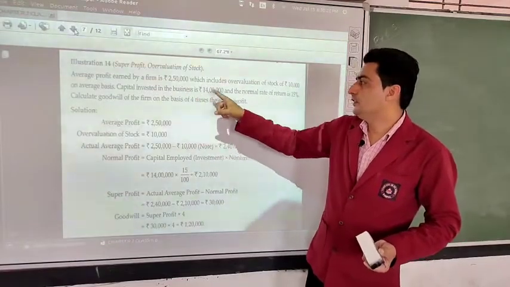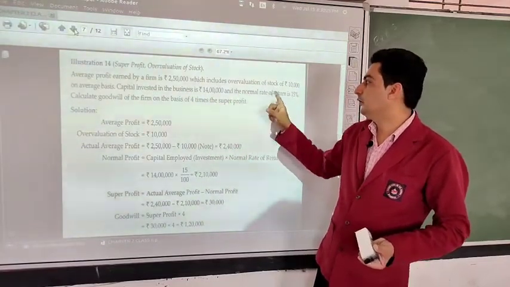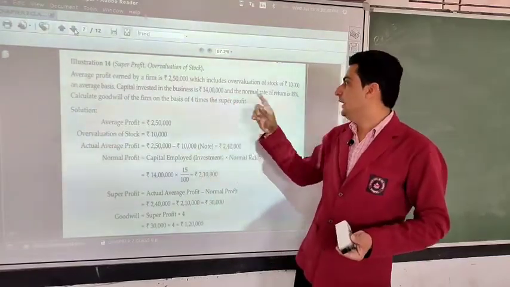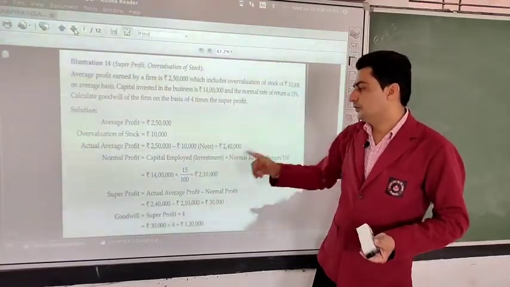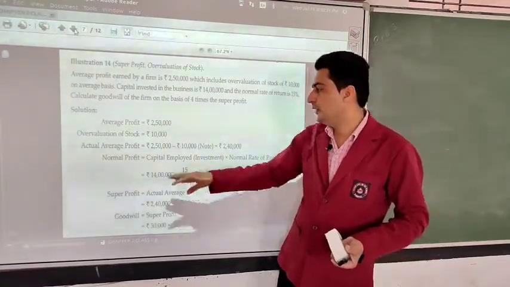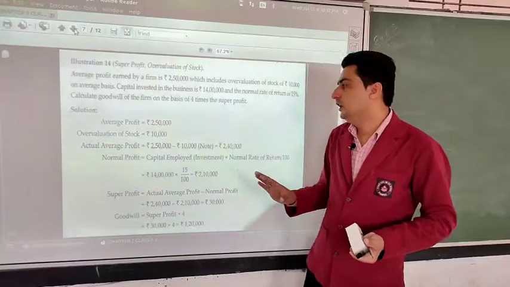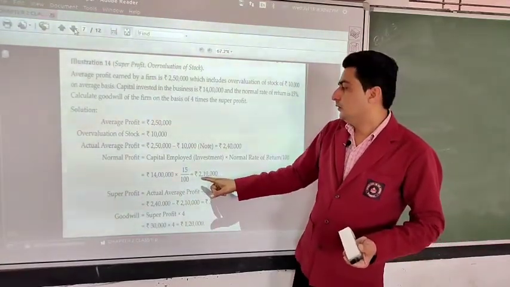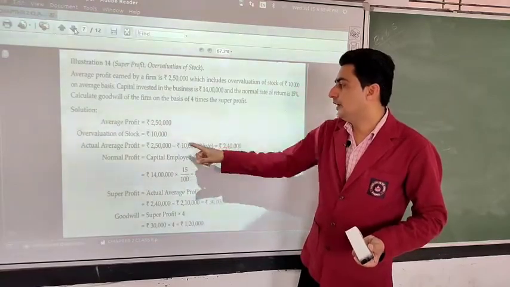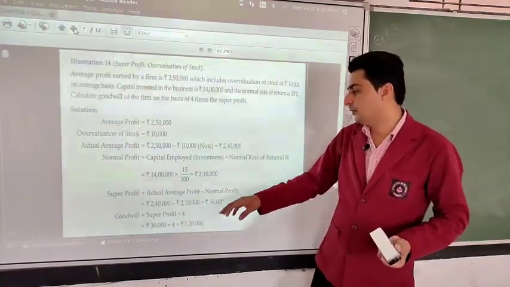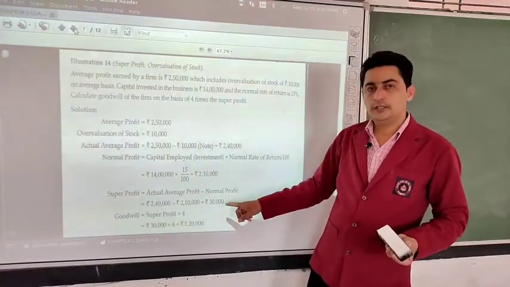Capital invested in the firm is 14 lakh and the normal rate of return is 15%. So normal profit will be calculated as 14 lakh into 15%, which will be 2,10,000. So you have both your normal profit and actual average profit. What you will do is deduct actual average profit minus normal profit, and the super profit is 30,000.